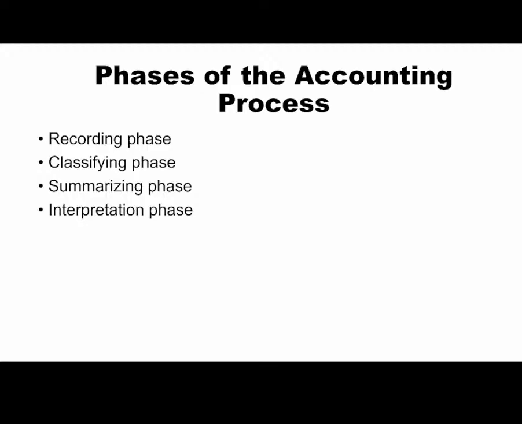Another phase is the classifying phase, which involves sorting and grouping of similar transactions into their respective classes by posting them into a ledger. Then you also have the summarizing phase, which involves the preparation of financial statements or reports. It is usually done periodically, either monthly or annually. Then we have interpretation, which refers to the analysis of the accounting information. So these are the four phases of the accounting process: recording phase, classifying phase, summarizing phase, and interpretation phase.